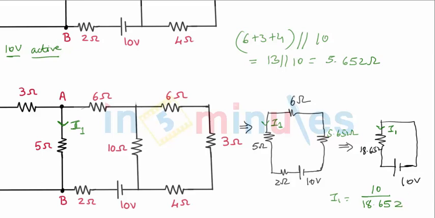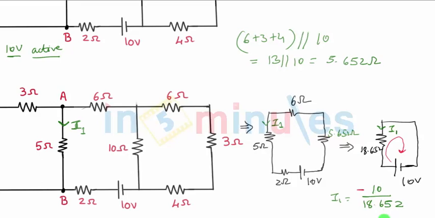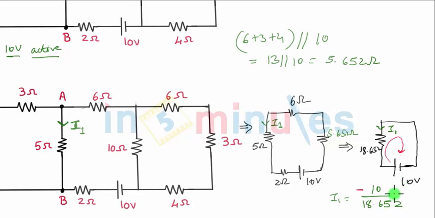But if you observe carefully, if the current flows through this 10 volts battery, it will be flowing in clockwise direction because the current always comes out of the positive terminal, whereas I1 is flowing in the opposite direction. So the value of I1 will have negative sign in it. So my I1 finally becomes minus 10 upon 18.652, which will be equal to minus 0.536. So I1 becomes 0.536, but obviously with minus sign. So that's the value of I1 that we have got.